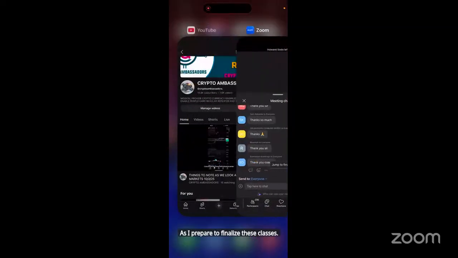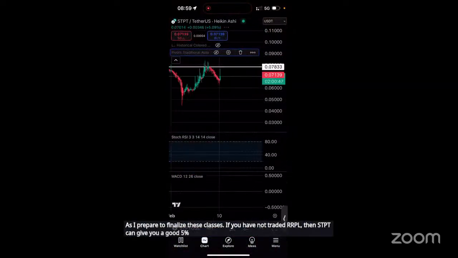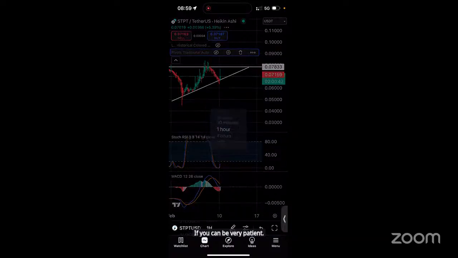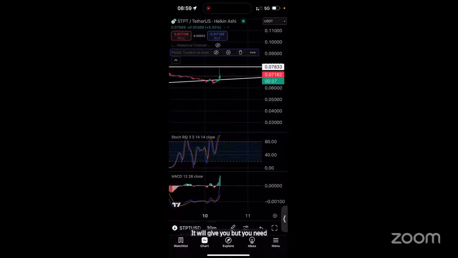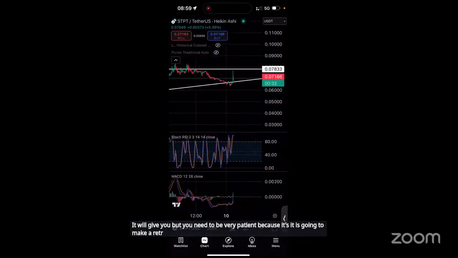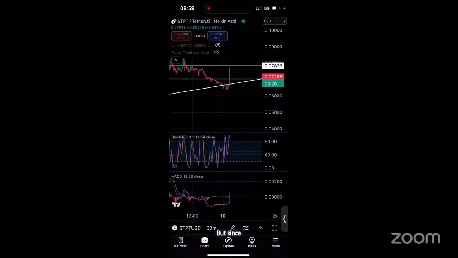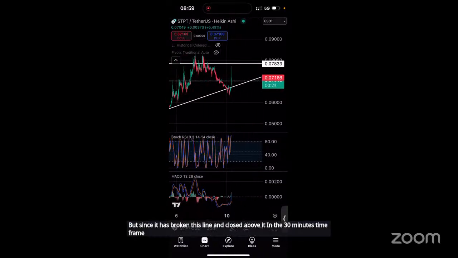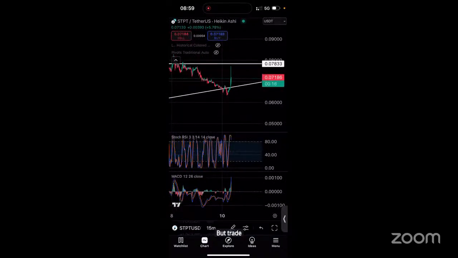If you have not traded RPL, then STPT can give you a good 5% if you can be very patient, because it is going to make a retracement. But since it has broken this line and closed above it in the 30 minutes time frame, that is the confirmation to the upside. But trade with margin calls because it's going to retrace.